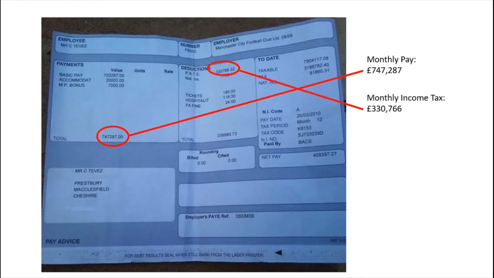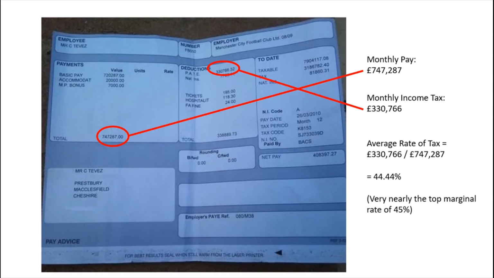And for one other interesting example of income tax, let's have a look at Carlos Tevez's payslip. And just for clarity, this is not my payslip. I do not earn £720,000 per month. This is a leaked payslip of Carlos Tevez of Manchester City Football Club for the year 2010. And as we can see here, his monthly pay is £747,000. His monthly income tax is £330,000, which means that his average rate of tax is, by calculation, 44.44%.